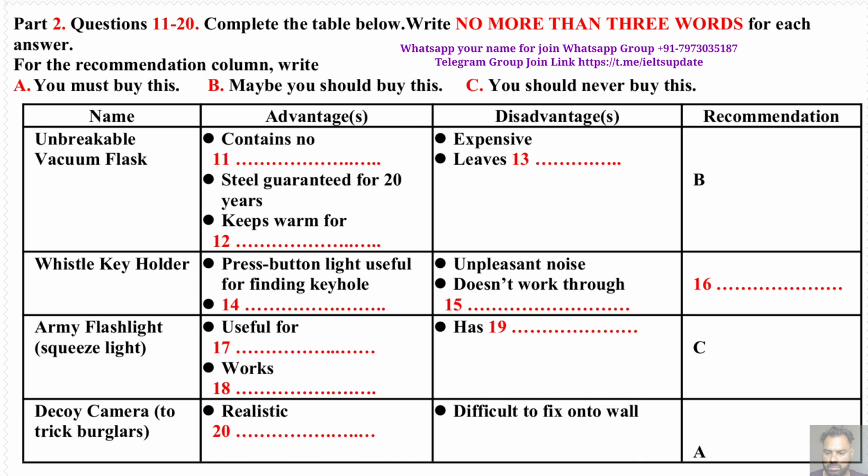The third gizmo is called the Army flashlight because it was developed initially for military use. It works by squeezing the handle to generate the power. Its advantages are that it can be used for outside activities and also, and this is one of the surprising features, it does work underwater. My main objection to it, though, was although it did work in these conditions, this model gave off a weak light. So my recommendation, I'm afraid, would have to be to avoid this one.